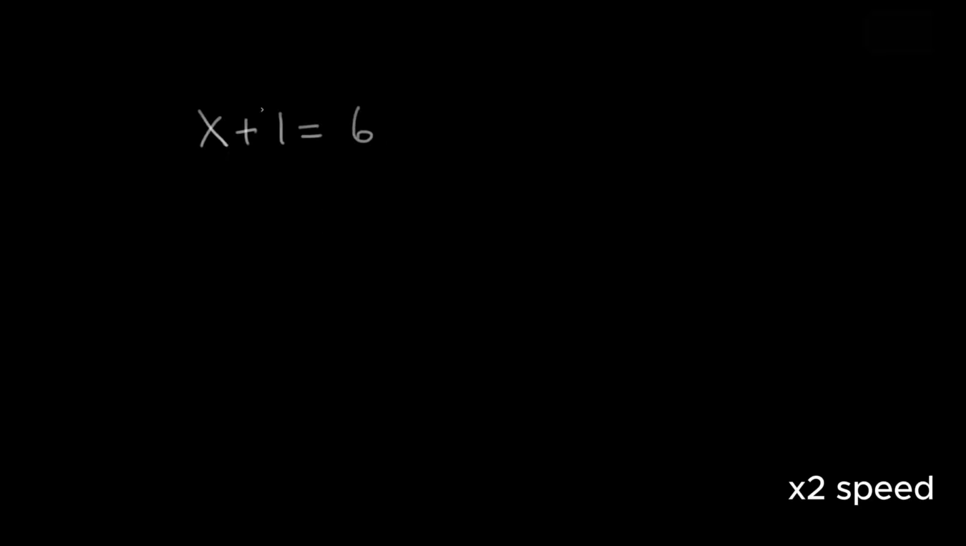So the proper way to do this question is actually to get rid of this plus 1. So this is the idea of undoing what is happening to x. So if we're adding 1 to x, to undo that, we need to subtract 1. Now, whatever you do to the left-hand side, you need to do it to the right-hand side.